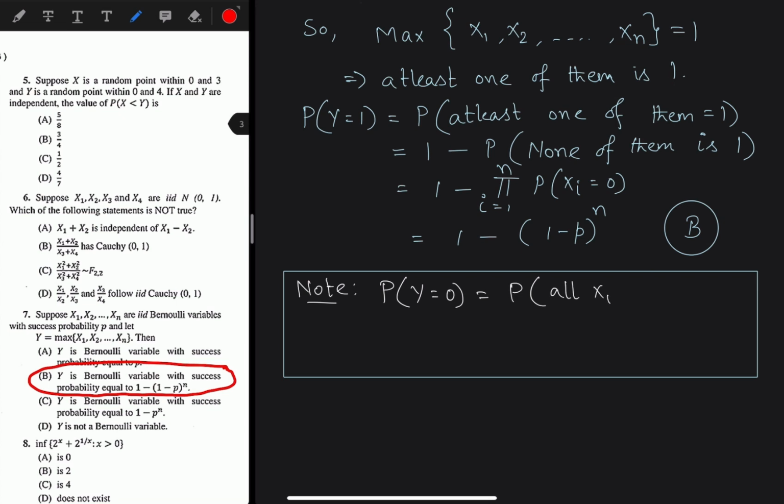Okay, so all xi's are 0, and which is the product over i running from 1 to n of the probability of xi equal to 0. So it will give (1 minus p) to the power n. Or this can be calculated otherwise from the probability of y equal to 1, as the probability of y equal to 0 will be 1 minus the probability of y equal to 1. Okay, so this will give the same result also. But individually, if we want to calculate the probability of y equal to 0, we can calculate in this way.